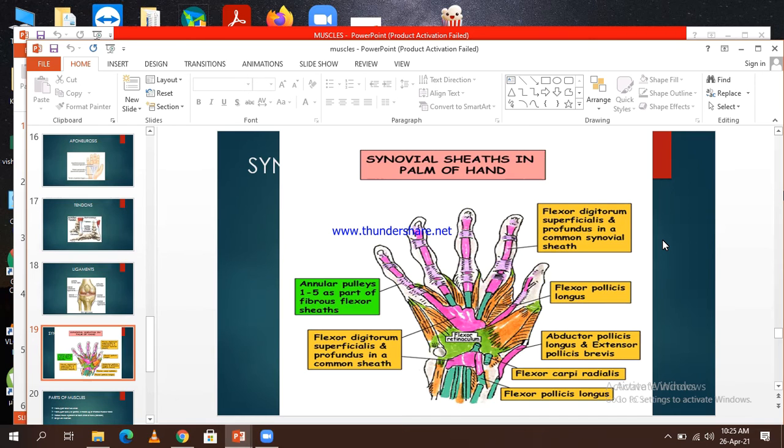So there is very free movement of the tendon. If there is any disease in the synovial sheath, the movement of the hand is restricted. So this is the modification of the deep fascia.